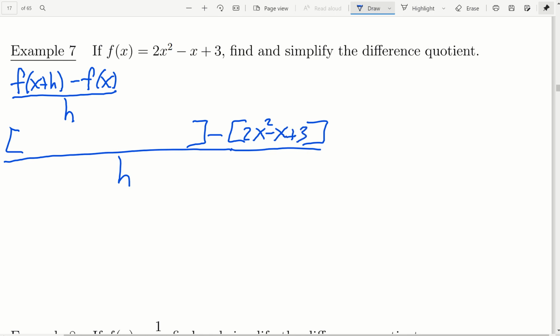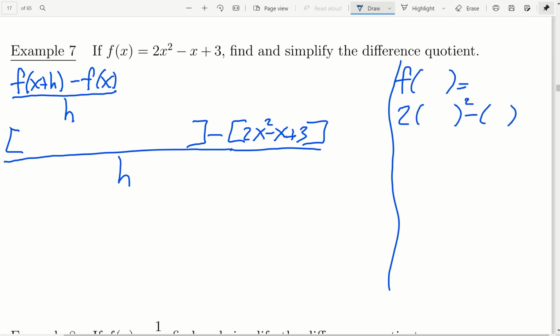The f of x plus h part itself will require a little bit of work. And oftentimes I like to do that off to the side, just so it doesn't clutter up the main workflow of the problem. So over here off to the side, let's see if we can find f of x plus h. The statement form for our function looks like 2 times the input squared minus the input plus 3. Everywhere we see an x, we're going to replace it with an x plus h, like this.